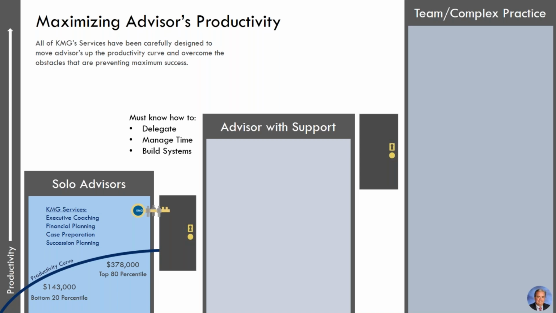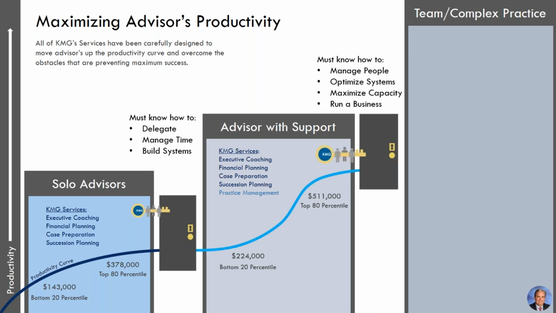Now, to get to the next door of complexity, if you will, the advisor must learn how to delegate, manage time, and build systems. And so when you have an advisor that now has support, not only do we offer the same services to the solo practitioner, but now our practice management service comes into play. And this is where we help you manage the back office. We focus on things like roles and responsibilities, systems, processes, workflows, model weeks, those types of things, and to make sure that the proper things are being delegated and that nothing's slipping through the cracks.